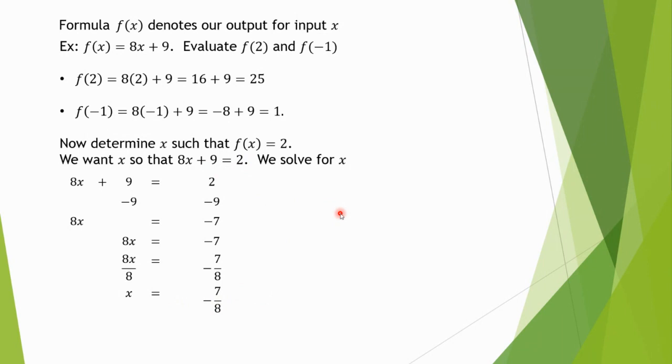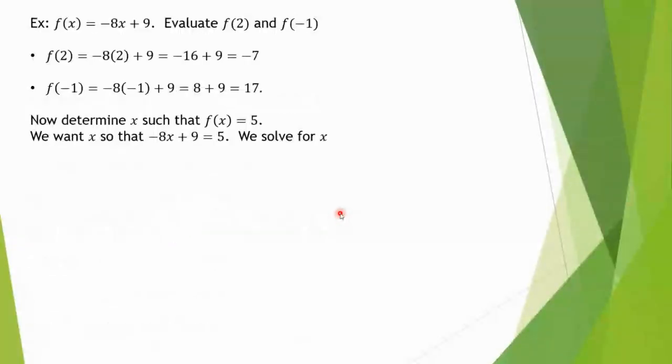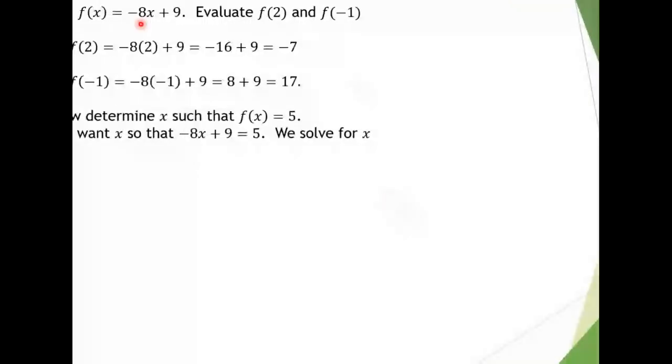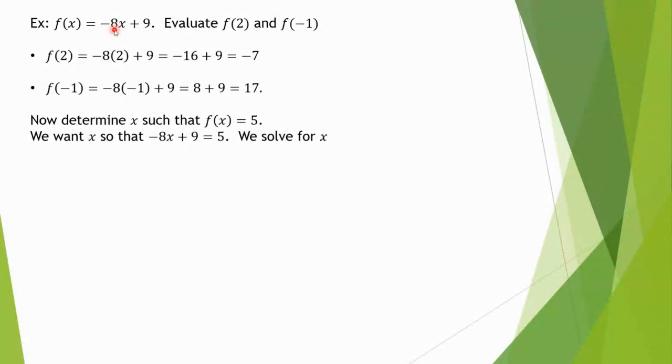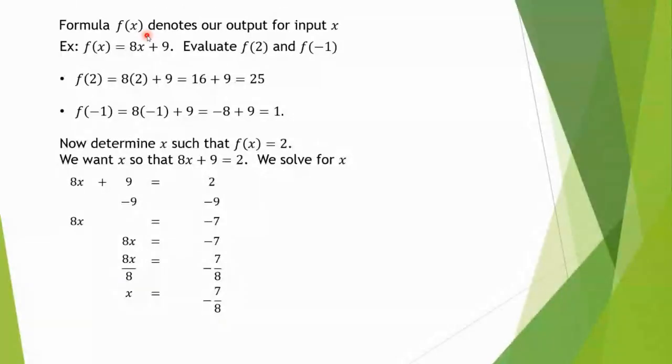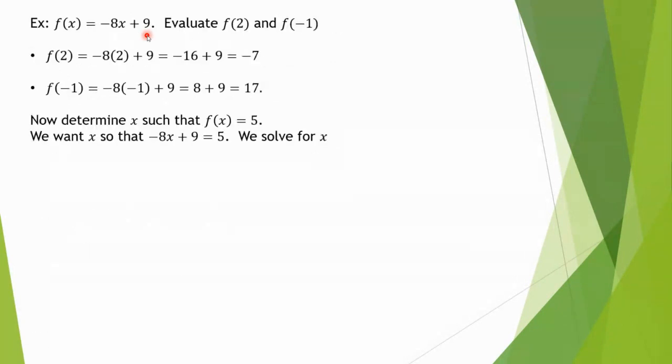Okay, that's good. Let's do another one. Here's another example. In this example, f of x is defined a little bit differently. Namely here, f of x is negative 8 times x plus 9. Before we had 8x plus 9, but here we have negative 8x plus 9. So let's evaluate f of 2 and f of negative 1.